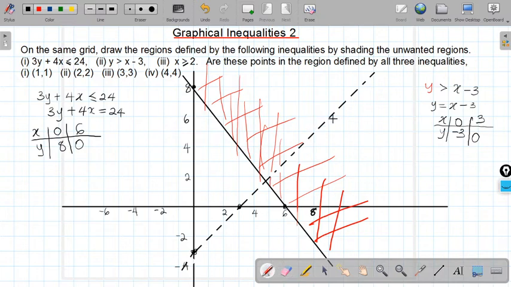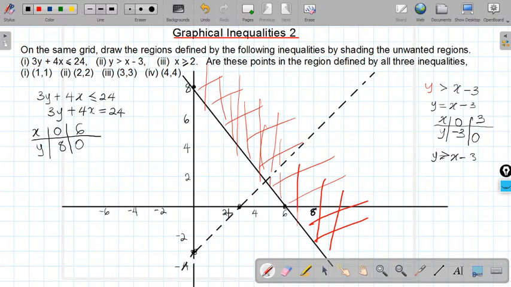So in that case, where are we going to shade? It says y is greater than x minus 3. Now all these places are okay, but before we can find that, we have to check 2 points. Here we have y greater than x minus 3.